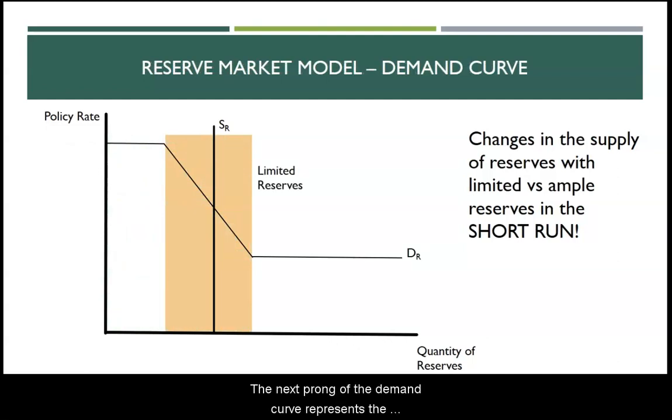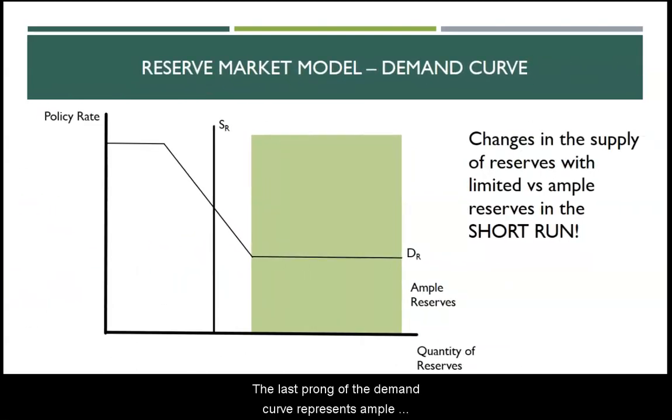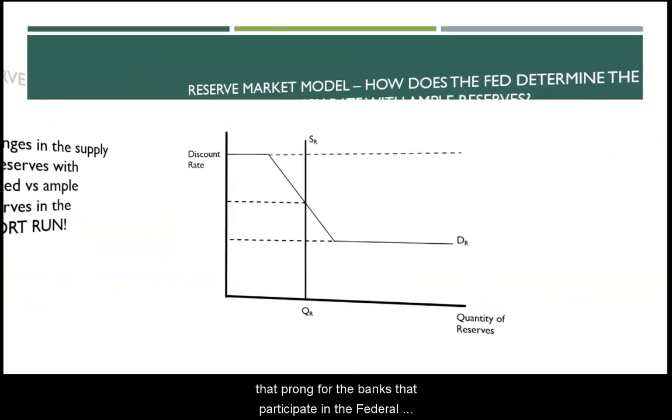The next prong of the demand curve represents the limited reserves. It is downward sloping because as policy rates decrease, the banks will demand more funds because money will be cheaper to access. The last prong of the demand curve represents ample reserves, which was explained in the last recording. Again, it is flat because if the rates are lower, the banks do not benefit from receiving a return. Why? Because at the very bottom of that prong for the banks that participate in the Federal Reserve, it represents the interest on reserve rate.